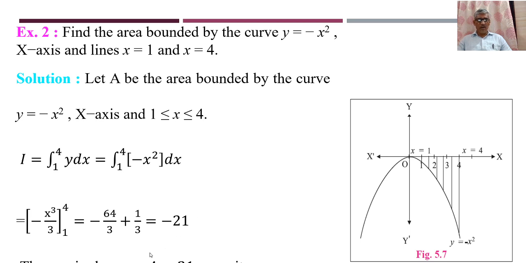Then we take the mod of the required area, equal to mod of minus 21, which is positive 21 square unit. Area should be positive, area is always positive, that is why instead of minus we have taken plus.